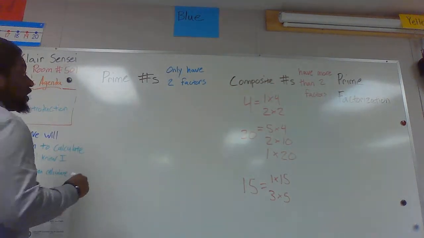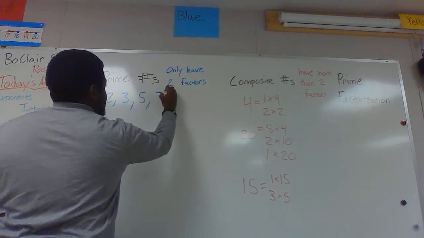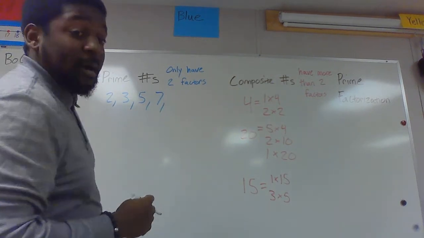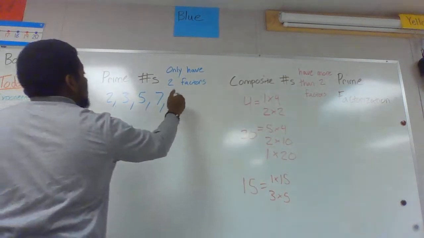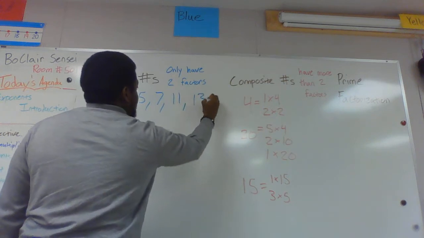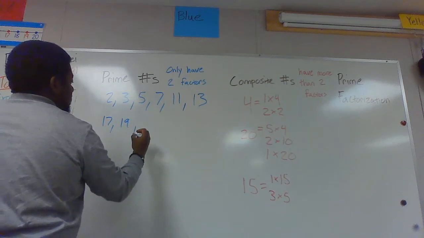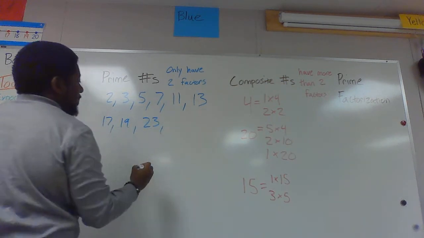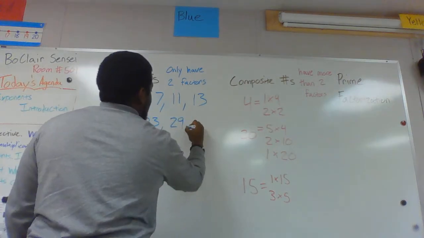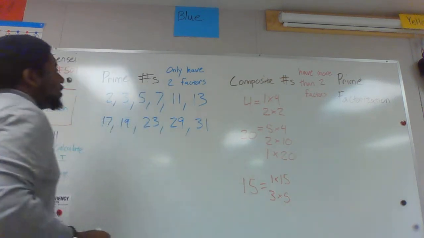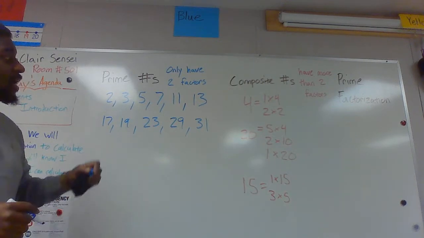The prime numbers you'll need are 2, 3, 5, 7. 9 is not a prime number because the factors of 9 are actually 3, 1, and 9. So it's not 9. 11, 13, 17, 19, 23, 29, and 31. I'm not going to give you guys a bunch more than that right now, y'all. That's all we're really going to talk about here today.